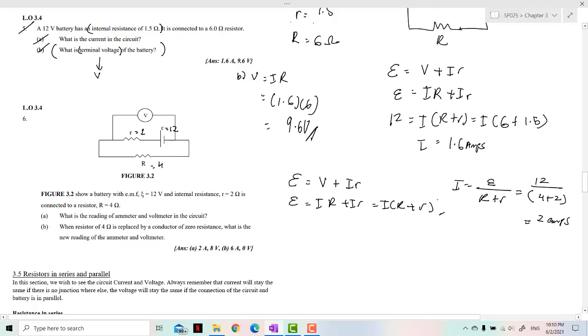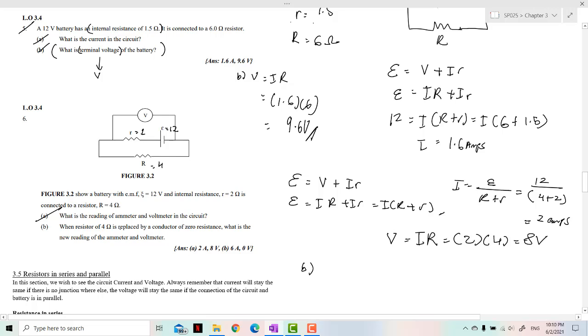Then what about for the volts? Voltmeter. So for the voltmeter, you consider the terminal voltage, you don't consider the internal resistance. So I, R besar. 2 darab dengan R kita adalah 4. So it should be equal to 8 volts.